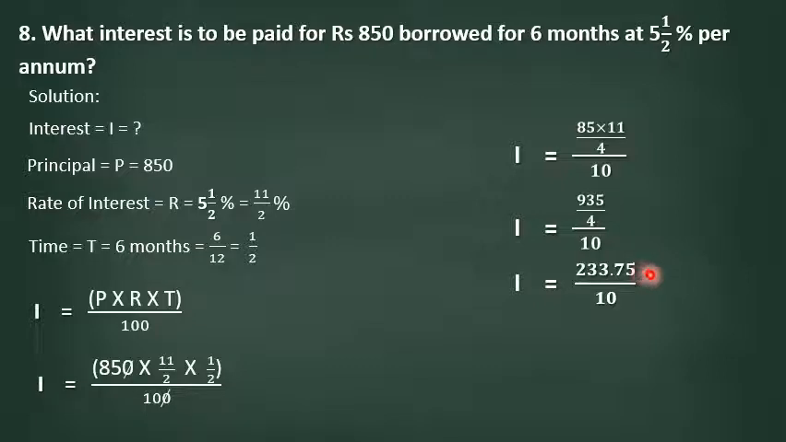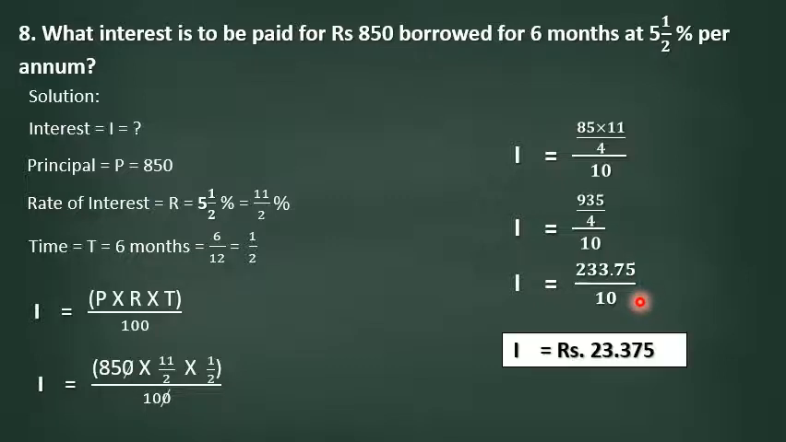And when we divide the 233.75 by 10, so it will be equal to rupees 23.375. So the interest will be equal to rupees 23.375, which is your required answer.